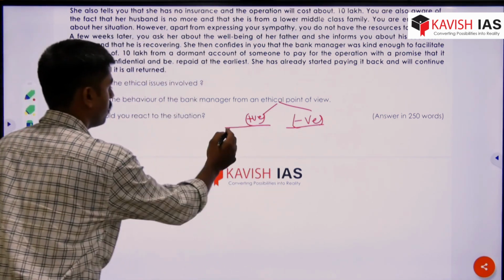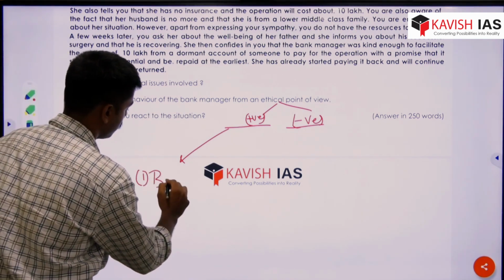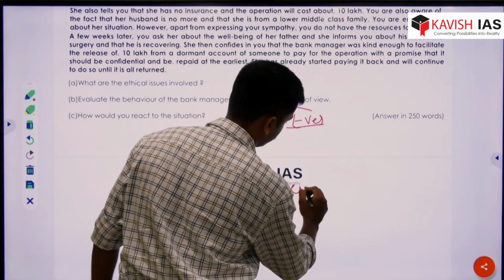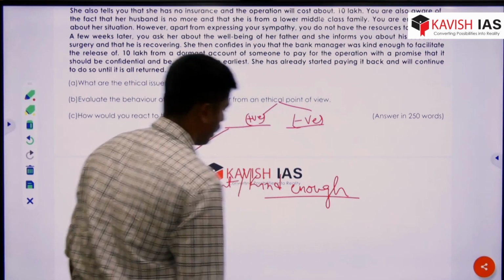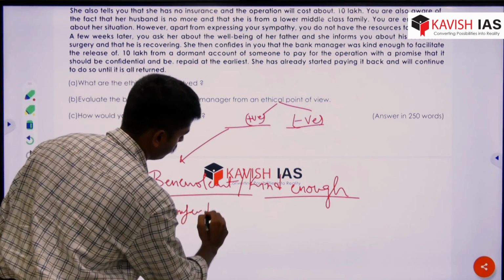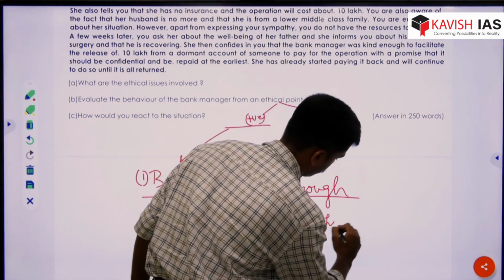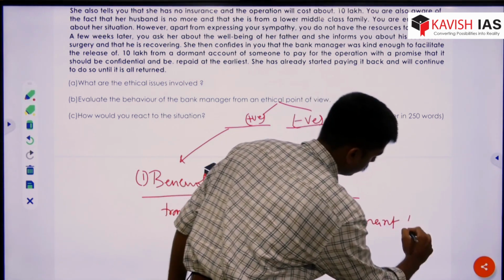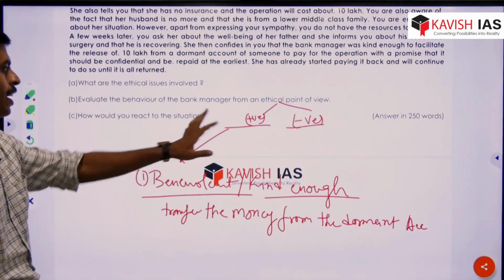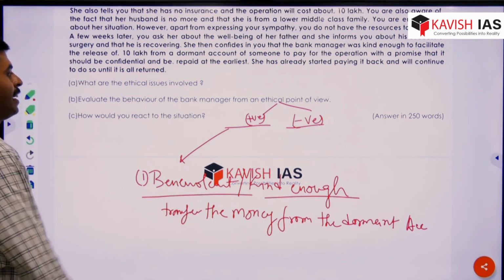Let's talk about the positive behavior first. The behavior of the bank manager from a positive side is that he was benevolent and kind enough, and that's why he transferred the money from the dormant account. So this was the first positive side, that he was benevolent, kind enough, and that's why he transferred the money from the dormant account to that lady's account.